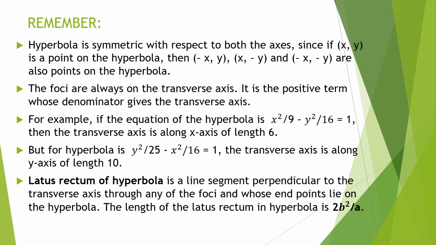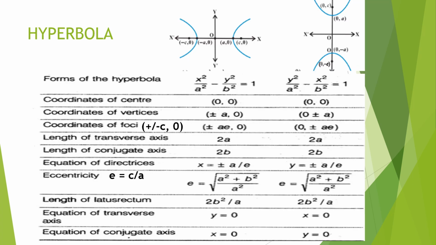Latus rectum of a hyperbola is a line segment perpendicular to the transverse axis through any of the foci whose endpoints lie on the hyperbola. And again over here, the length of the latus rectum is 2b square by a. Again, a very important chart for hyperbola. Remember this chart and you will be able to solve all the examples.